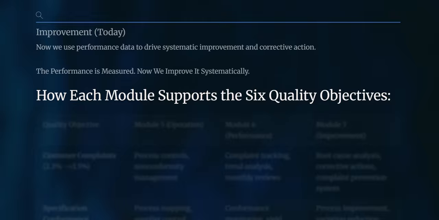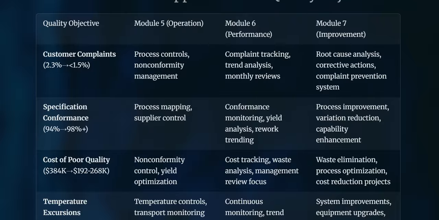Let's see how each module supports the 6 quality objectives that we have with our case study. The first objective is customer complaints reduction from 2.3 to under 1.5% of shipments. From Module 5 operations, we have process control and non-conformity management. And from Module 6 performance, we have complaints tracking, trend analysis, and monthly reviews. Then today, in Module 7 improvement, we will have root cause analysis, corrective actions, and a complaints prevention system.